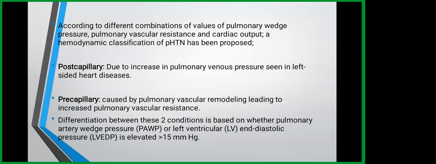To differentiate these two, what is used is the pulmonary artery wedge pressure. Of course, we know the pulmonary artery wedge pressure is a surrogate for the LV end-diastolic pressure. So to differentiate these two, the pulmonary artery wedge pressure is elevated, that's more than 15 millimeters of mercury, in post-capillary, while it is normal in pre-capillary.